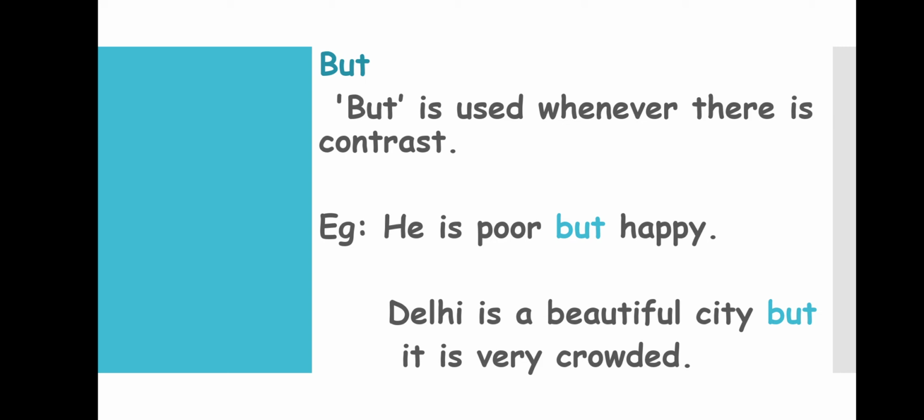Look at the next sentence. Delhi is a beautiful city, but it is very crowded. Here also we have a contrast. Delhi is a beautiful city, but the problem is that it is very crowded. There are a lot of people. So here we have found a contrast. So when we find a contrast or opposite words, we can use but. That is, when something happened, but the action is the opposite, then we can use but.